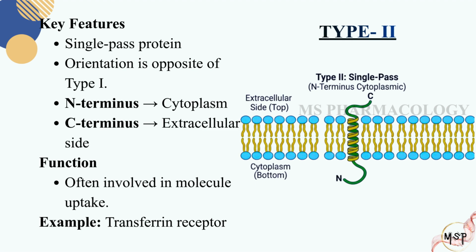Type 2 is also a single-pass protein, but it's essentially the mirror image of type 1. Here, the C-terminus is on the outside, and the N-terminus remains inside the cell. A classic example of this is the transferrin receptor, which helps the cell take up iron.